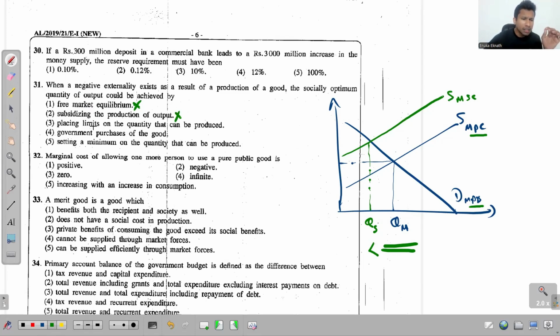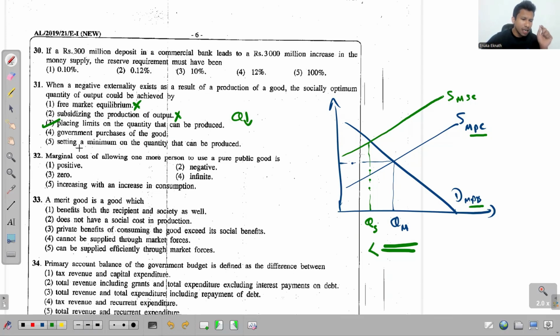The third one says placing limits on the quantity that can be considered now. Placing limits on the quantity means the government trying to limit the quantity that is produced by the suppliers. So when they limit the quantity, right, the quantity will obviously decrease. So this is a possible answer for this question 31. Then the fourth one says government purchases on the good. Again, that is purchased by the government. The producers will be motivated to produce more and more. No problem, the government purchase. This will again worsen the problem, not that it solves this thing.